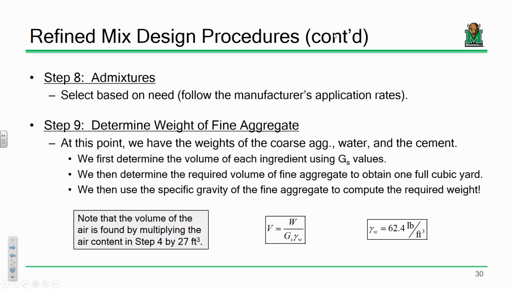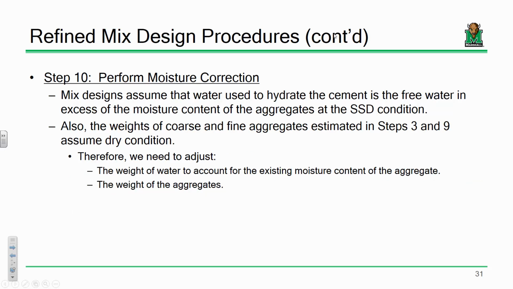Okay, so everybody okay with this? Last thing that we're going to do is perform a moisture correction. When you do all these mix designs and you look at the water that is used to hydrate the cement, we assume that all of that water is excess water. What I mean by that is we're assuming that all of the aggregate is at the saturated surface dry condition. Now remember, what does saturated surface dry mean? It means that all the voids are filled, but the surface is dry. So the aggregate can really retain no more internal moisture.